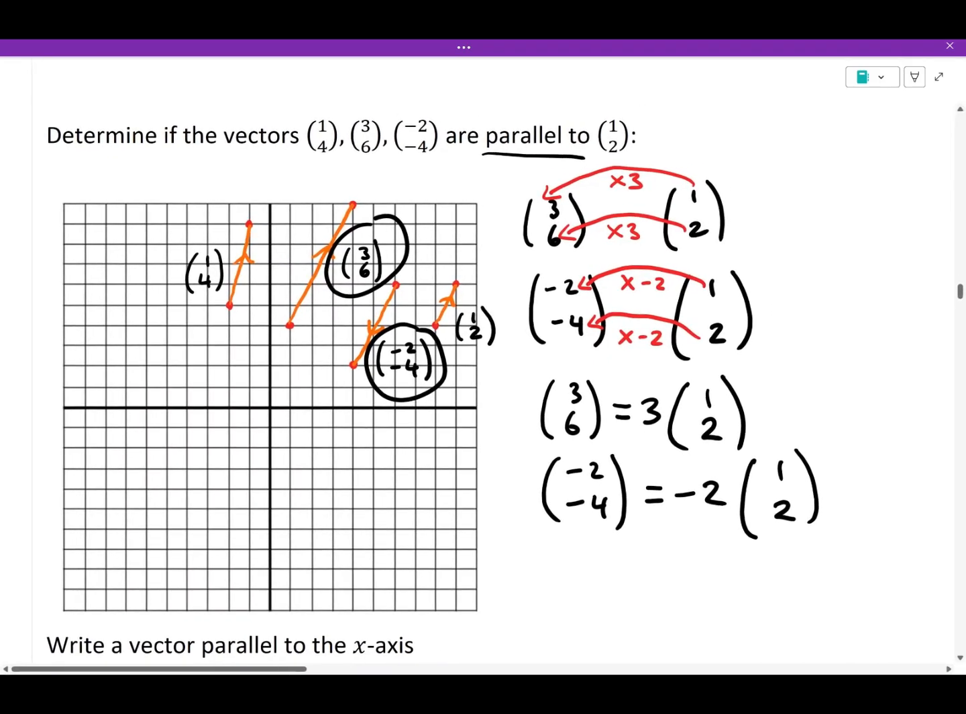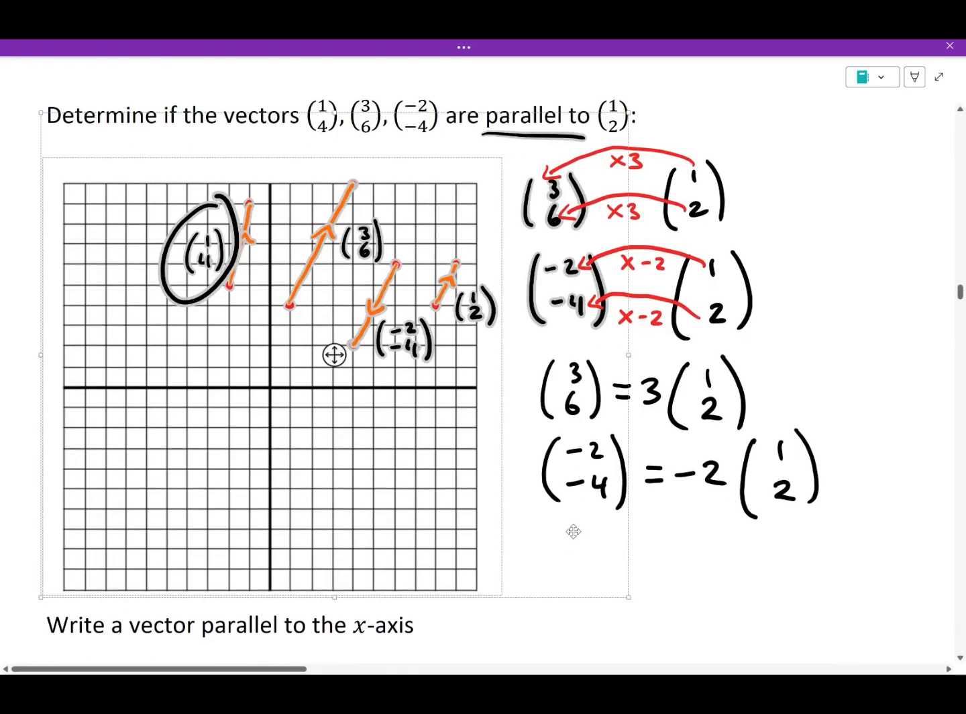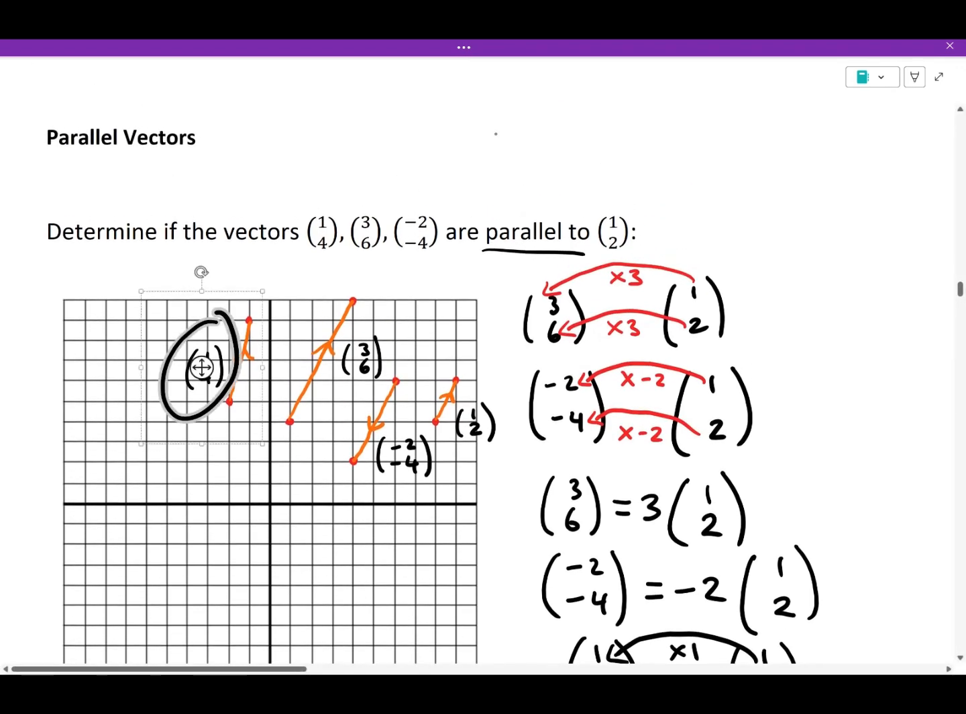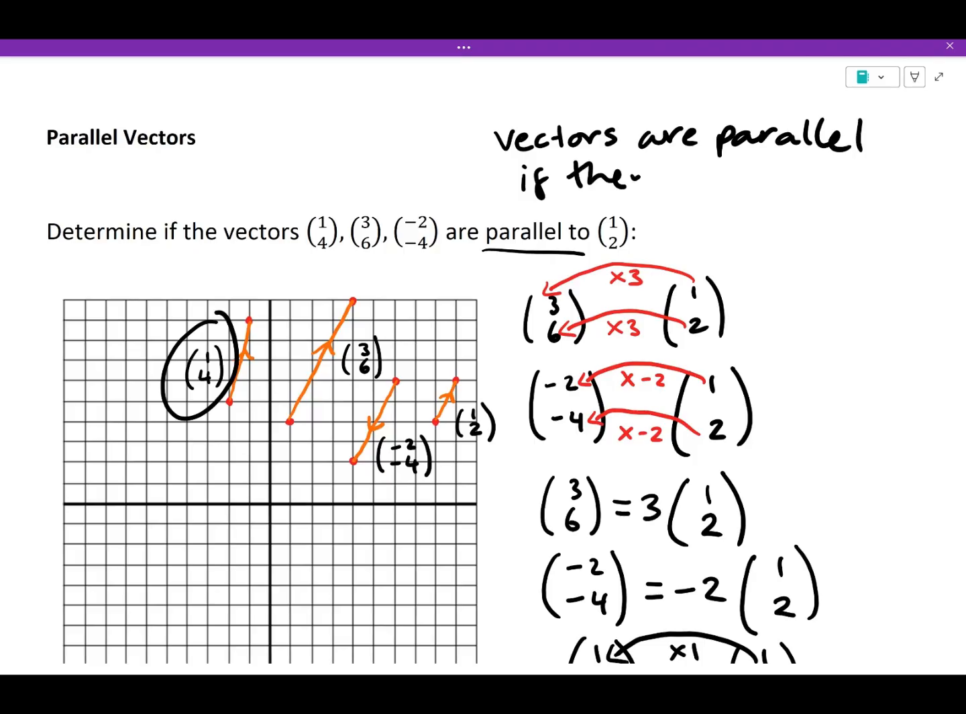Now let's check it for the non-parallel vector. So the vector 1, 4. Okay, if I write that over here, we'd have 1, 4 and then 1, 2. Well, in order to get from 1 to 1, you'd have to multiply by 1. To get from 2 to 4, you'd have to multiply by 2. So clearly the vectors are not scalar multiples of each other, so they are not parallel. So in general, the key fact is that vectors are parallel if they are scalar multiples of each other.